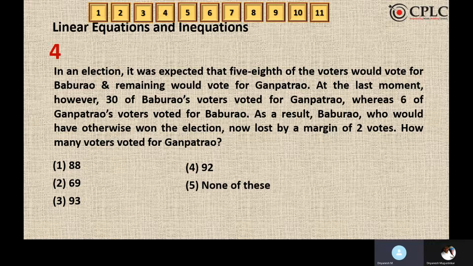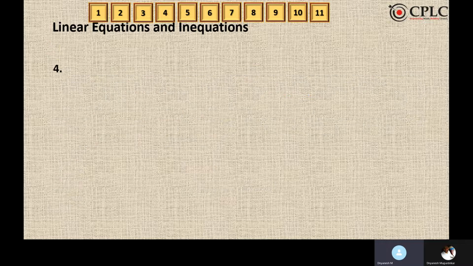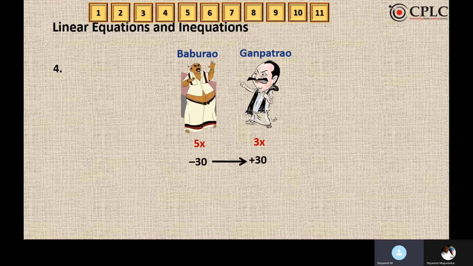But then there is a shift that has happened. And what is that shift? 30 of Babu Rao's voters voted for Ganpat Rao. So those 30 from Babu Rao will go to Ganpat Rao. And then 6 of Ganpat Rao's voters voted for Babu Rao. So minus 6 plus 6.